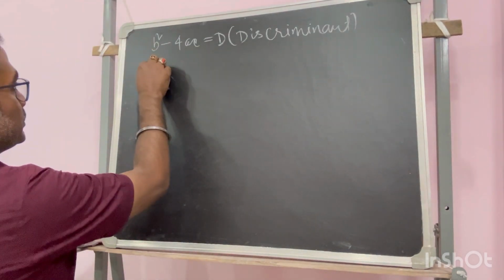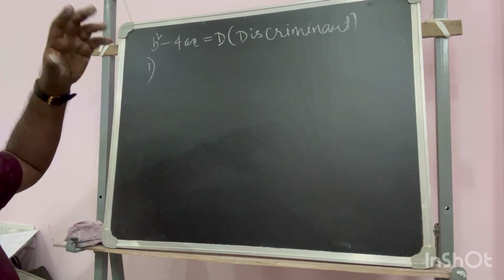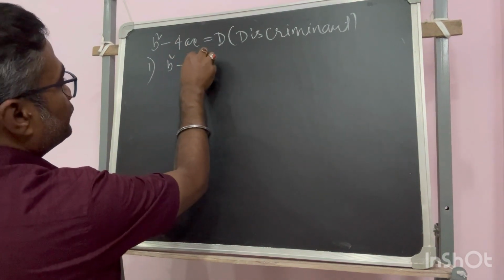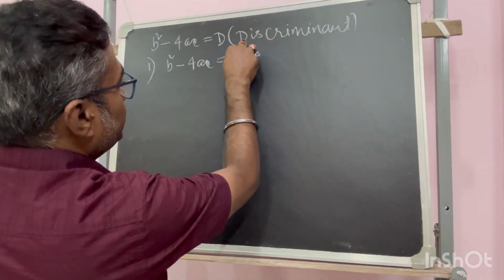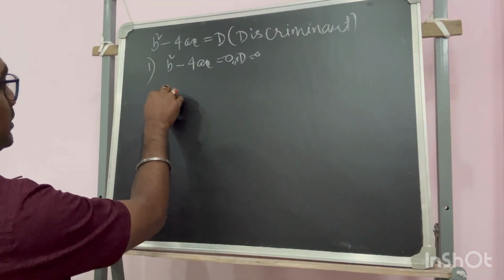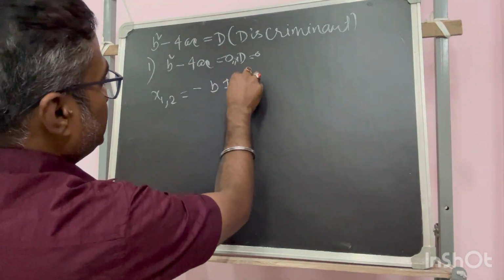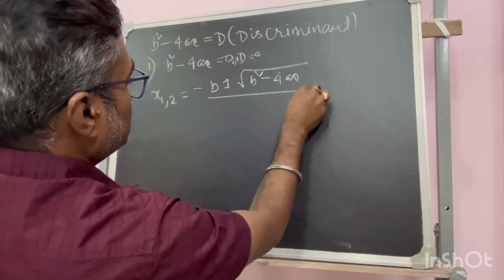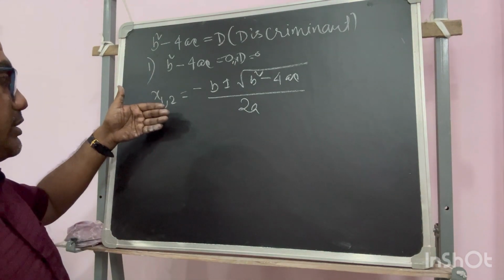Now, as we said, this will carry some values for which the roots will behave differently. So first, if b square minus 4ac is equal to 0, that means the discriminant is 0. What does it imply? The roots of the quadratic equation are established by this discriminant. This only separates the two roots, so they can be distinguished separately.